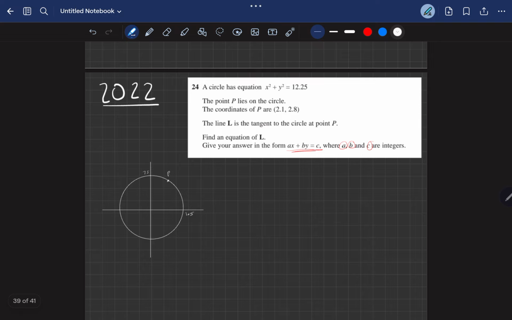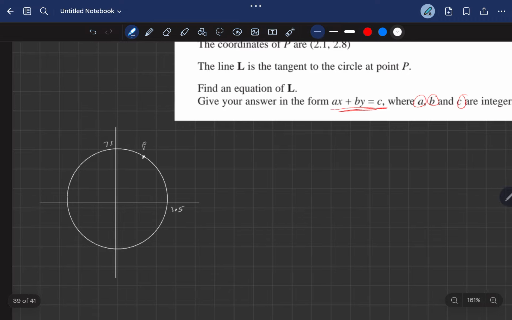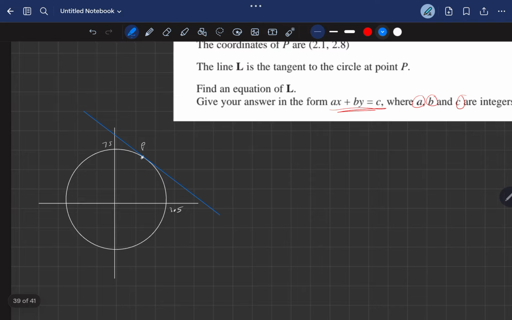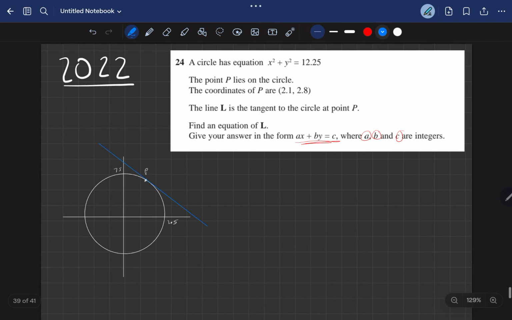The line L is a tangent to the circle at P. So we know that line L is going to be, I'll draw it in blue, something like that. Line L is going to look something like that. Find the equation of line L. Okay, so to find a line equation, we need to get the gradient and the y-intercept.